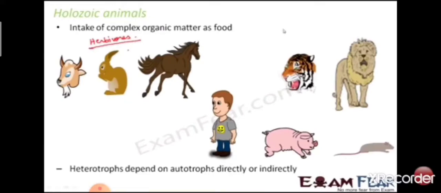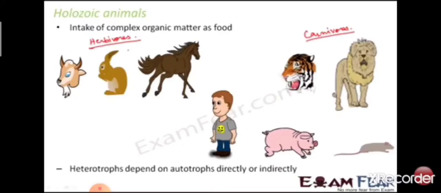Here you see tiger and lion. They are called carnivores because they feed on animals which feed on plants. So basically a tiger might eat a deer, and deer eat plants. So these carnivores can eat the herbivorous animals. So they eat other animals.